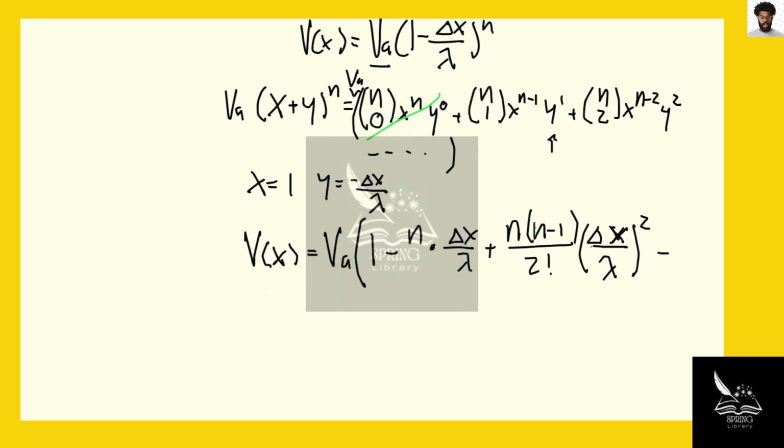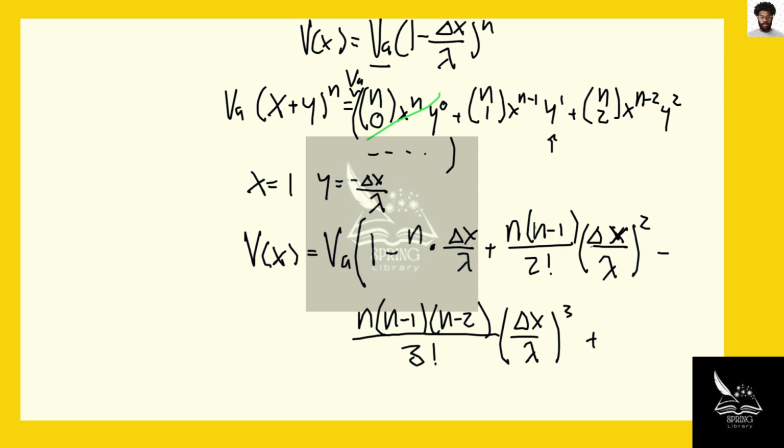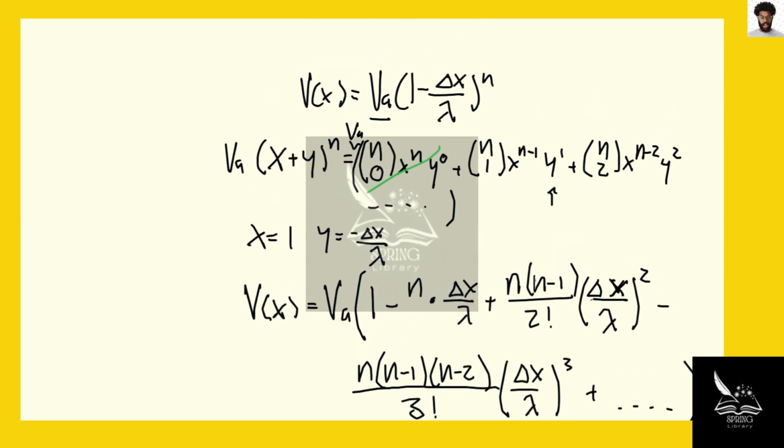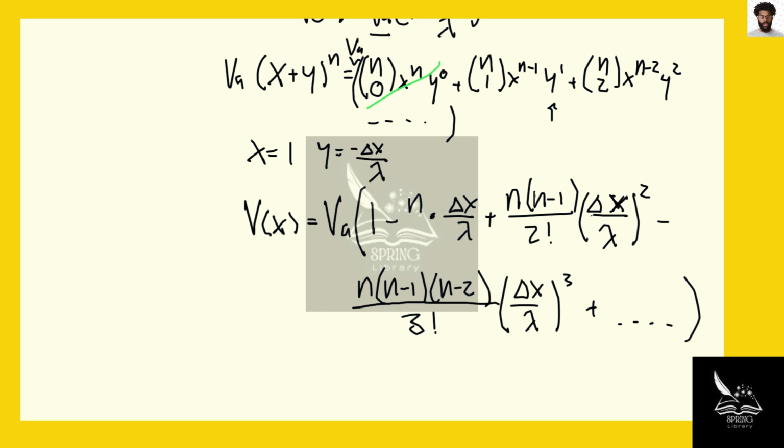Then we'll get our third term, which is going to be negative. Again, here we have to expand n choose 3. You'll see it just increases each time. N choose 3 is n times n minus 1 times n minus 2 over 3 factorial. Then our x term is just 1, and our y term is delta x over lambda, now cubed. Then we'll add our next term, and so on and so forth, and close the parentheses. And that's how, using the binomial theorem, we can convert this equation into the binomial expansion of that equation.